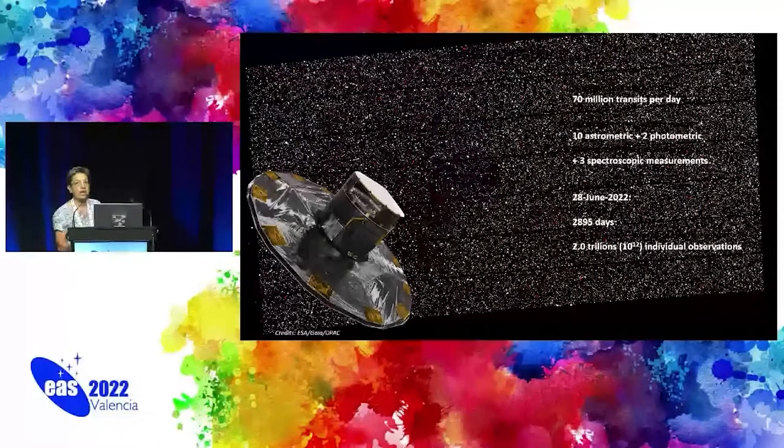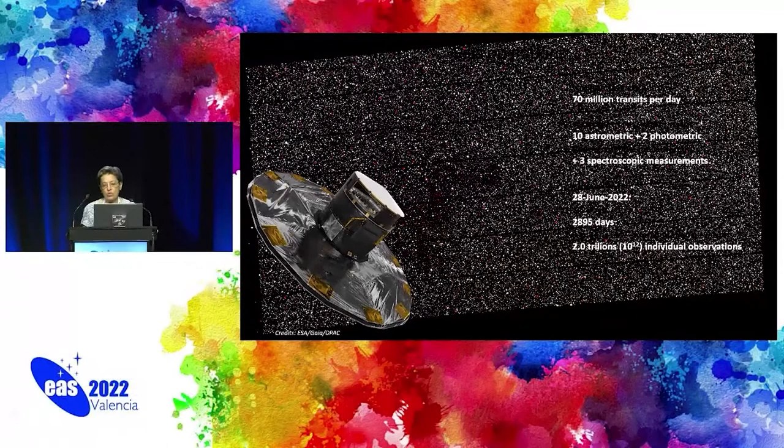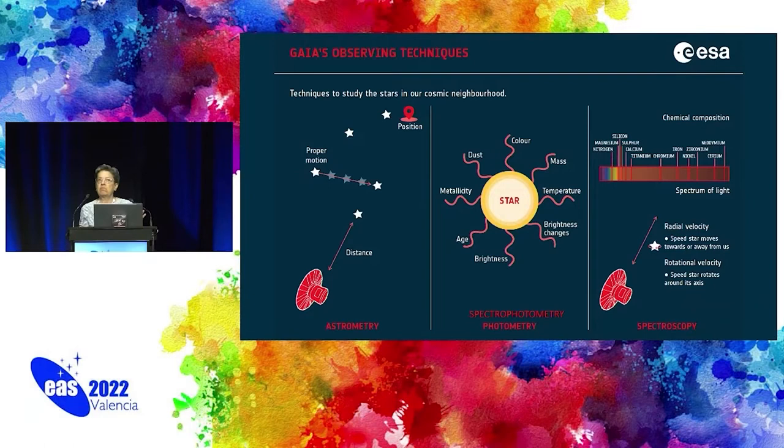Since the launch, and the scientific operations started in July 2014, we have been working almost 3,000 days, collecting two trillion individual observations, which is a huge amount of data. Let me remind you as well of the three main instruments of Gaia.